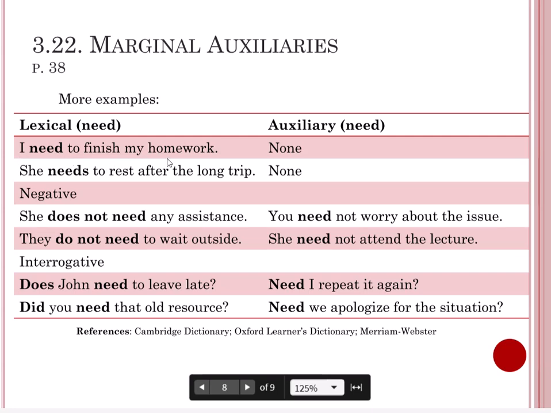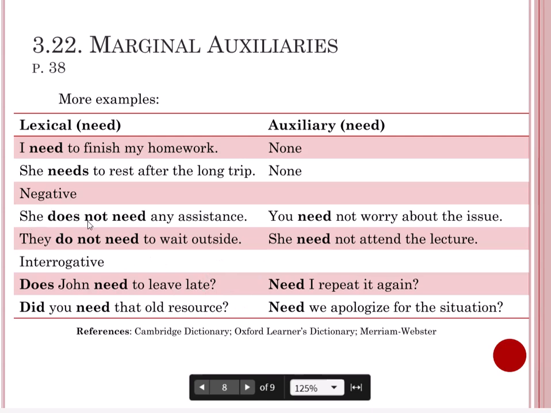I need to finish my homework. She needs to rest after the long trip. While with the auxiliary verbs, there is no such an option. We cannot have the auxiliary verbs need or dare in positive contexts. Here comes the role of negation, where we have both lexical and auxiliary verbs appearing in different contexts.